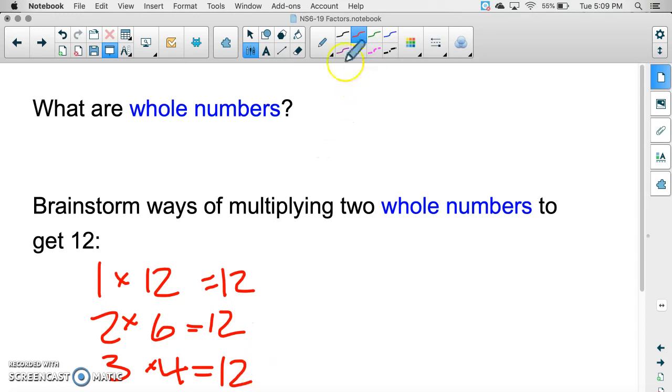So we can see that the numbers 1, 2, 3, 4, 6, and 12, all the numbers we're multiplying to get to 12, are known as the factors of 12.